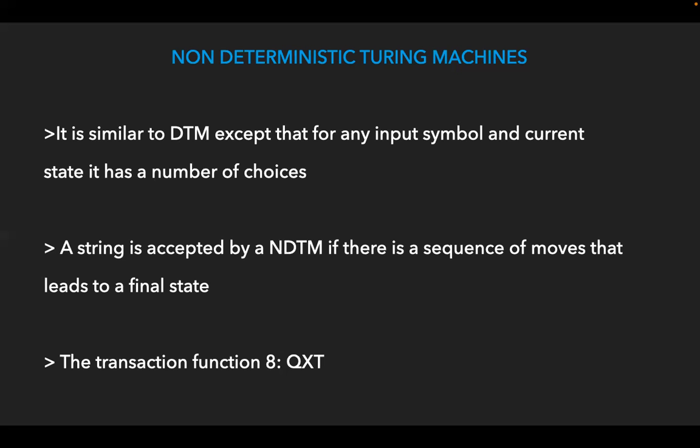Non-deterministic Turing machines. It is similar to deterministic Turing machines, except that for an input symbol and current state, it has a number of choices. A string is accepted by a non-deterministic Turing machine if there is a sequence of moves that leads to a final state. The transition function delta is Q cross T.